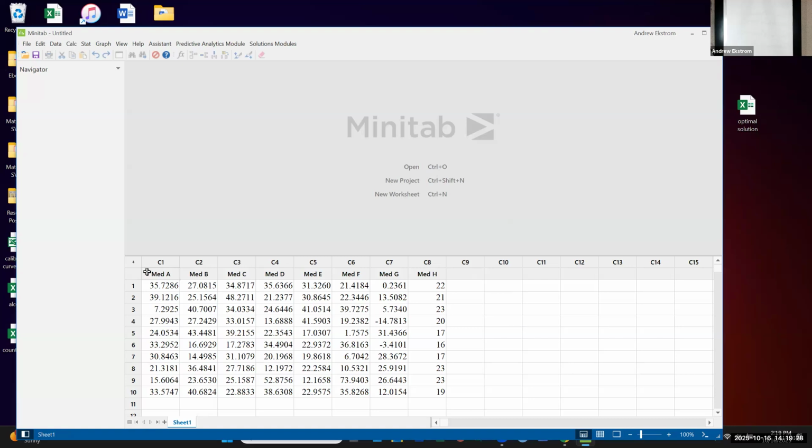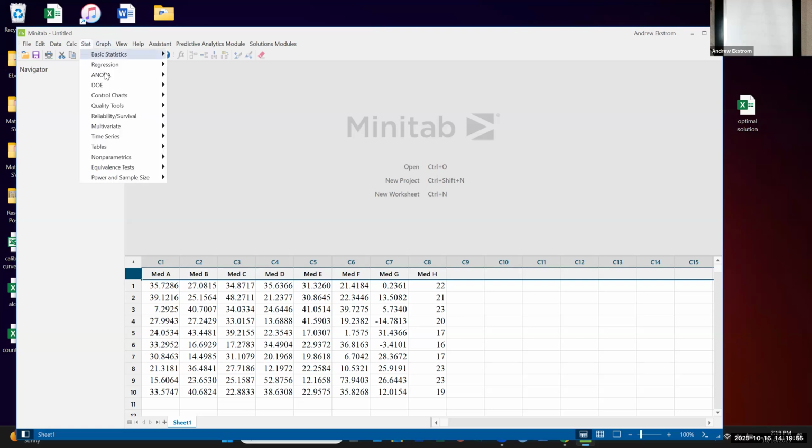And you can see that the top row here is where all the names of everything came in. And then each one of these quote unquote medications has 10 samples in it. Again, is this data real? No. But it's here. I'm going to go back to Stat, down to ANOVA, and because of the way I have this data set up, this is going to be a one-way ANOVA.